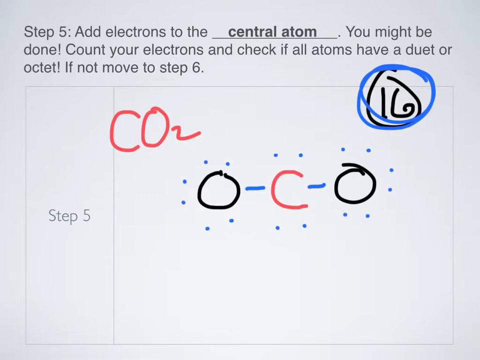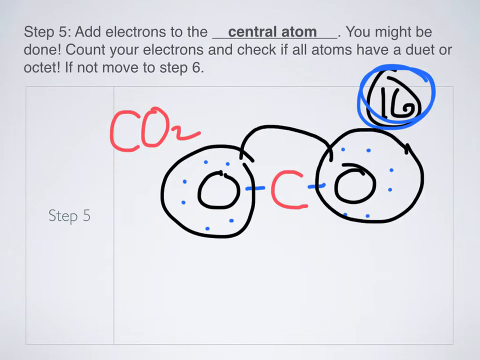So in reality, I can't add electrons to my central atom. I'm stuck right here. I can only have 16, so my central atom can't gain any more electrons. So count your electrons and check. I'm still in the same boat. This guy still has 8 electrons, this guy still has 8 electrons, but my carbon only has 4. So I need to move on to step 6.